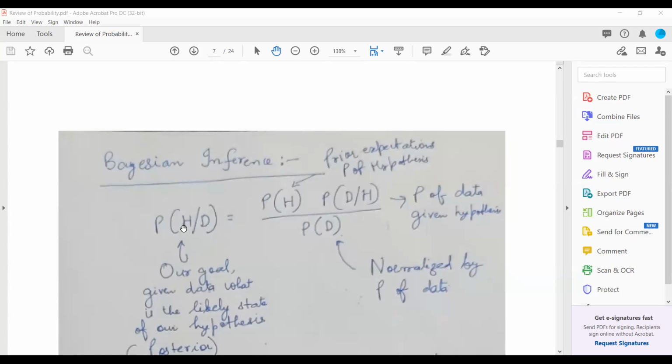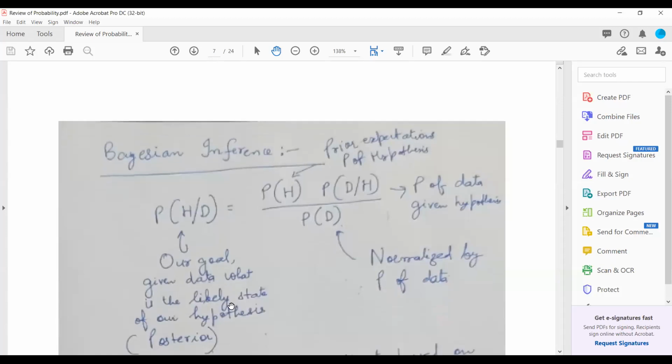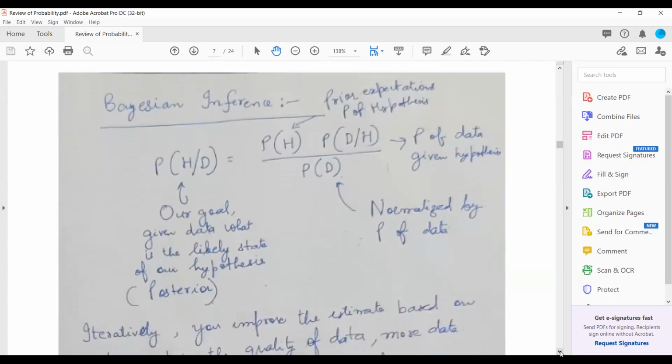All right. So the probability of hypothesis given data, which is the posterior, is actually dependent on the a priori probability and the probability of data given hypothesis. You need to scale the multiplication of these two terms with the probability of data. We'll see later why we are doing this. That means you have to normalize by the probability of data. But what is our goal? Our goal is to find out, given data, what is the likely state of our hypothesis, which is also known as the posterior. So this is known as the Bayes theorem.